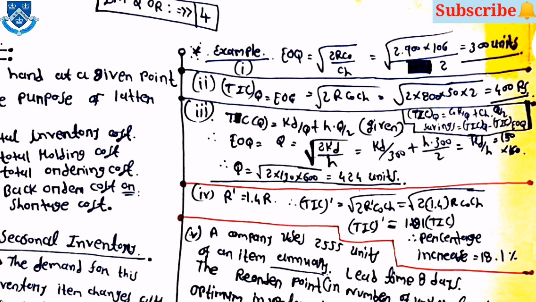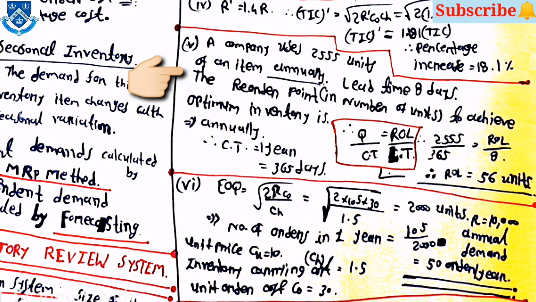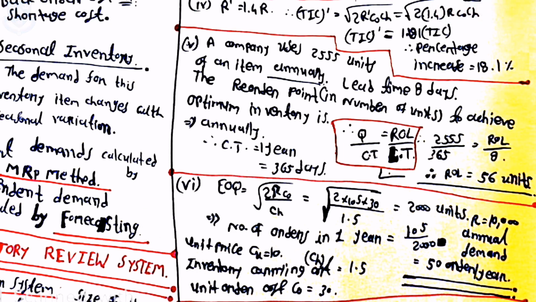These are some equations based on which examples may be asked every year in the GATE examination from inventory control. There are some examples. The first one is for finding the EOQ. Then for TIC at Q equal to EOQ, you have to find the value of Q. In the third example, you have to find the percentage increase. For the fourth example, you have to find the value of ROL and use the equation Q by CT is equal to ROL by LT. For the fifth type, you have to find the value of annual demand, in which you use the equation EOQ is equal to under root 2 into R into CO upon CH.